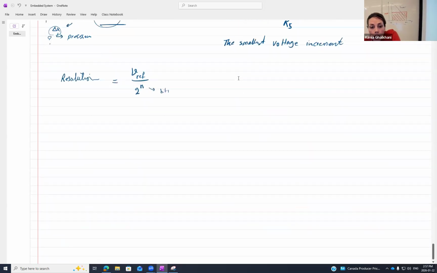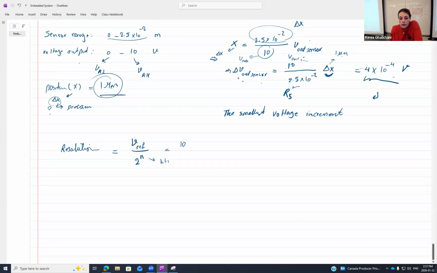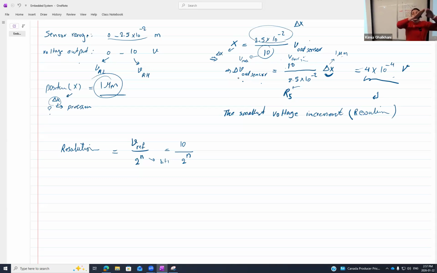So what do I have? I have Vref. Vref is 10. And I already calculated this resolution, the smallest voltage increment. I already have the resolution. I already have the voltage reference. Now my question is, what is the number of bits I need in order to get to that maximum voltage? To get closer. Anyway, this is analog. I'm going to convert it to digital. Which kind of bit can I pick to give me the best resolution?